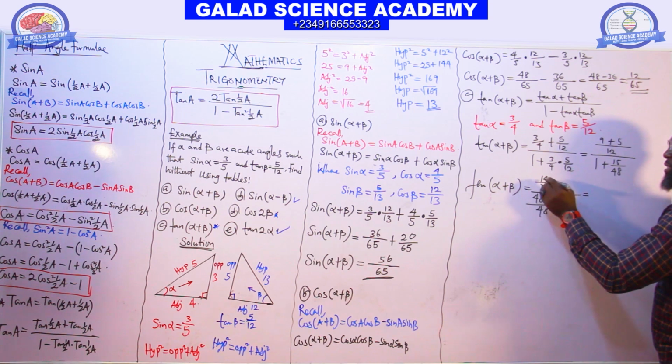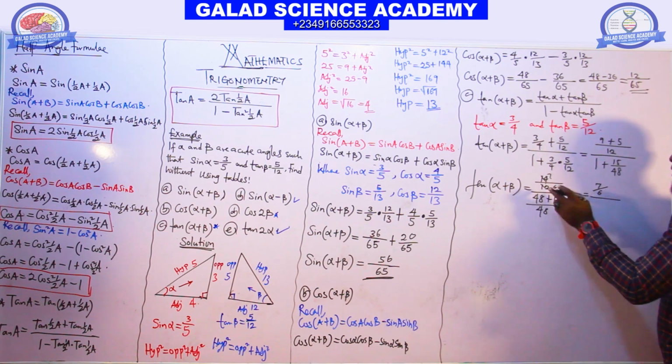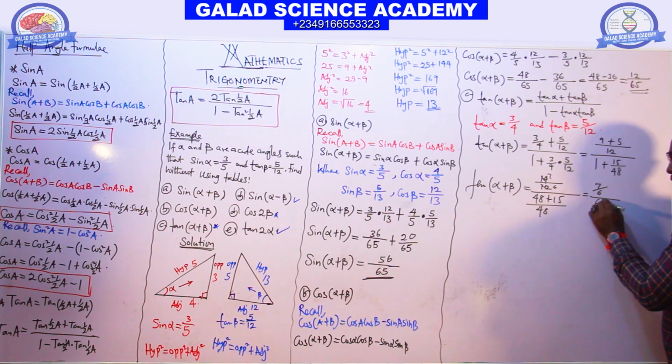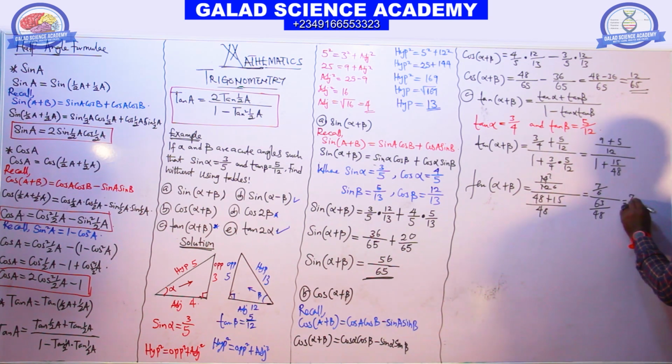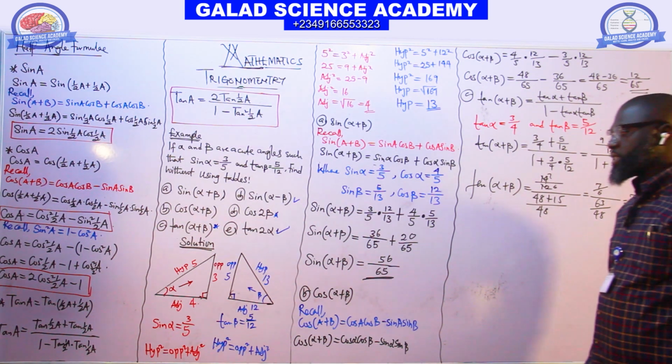2 sevens 14, we have 7 over 6. Everything over 63 over 48. It will later give us 7 over 6 multiplied by 48 over 63. When you press the calculator, you get your final answer for it.